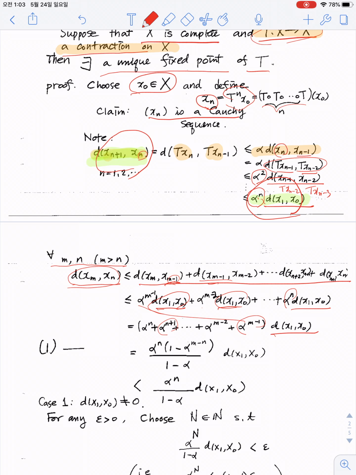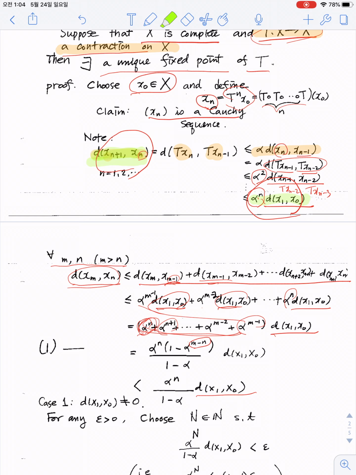And then you can compute the sum of this, which is 1 minus alpha, with the first term alpha to the n, times 1 minus alpha to the number of terms. How many terms do you have? The number of terms is m minus n. Okay, this is obviously less than 1 over (1 minus alpha) times alpha to the n times d(x1, x0).